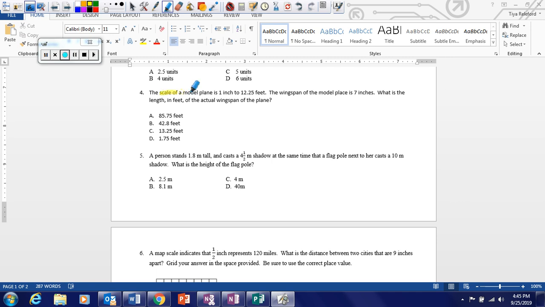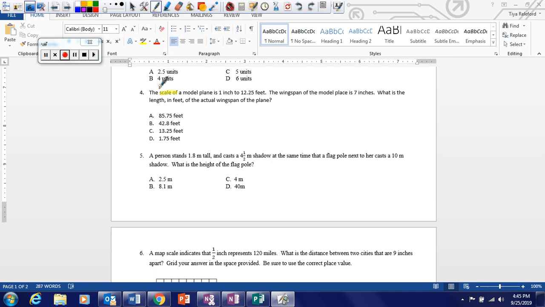The scale of a model plane is 1 inch to 12.25 feet. The wingspan of the model plane, I think that's supposed to say plane, is 7 inches. What is the length in feet of the actual wingspan of the plane?